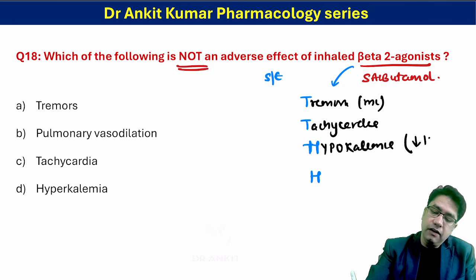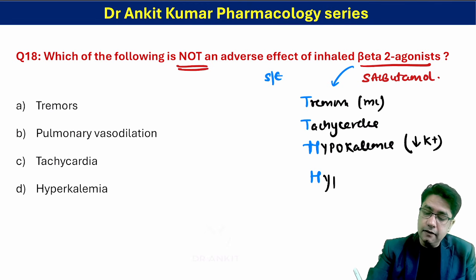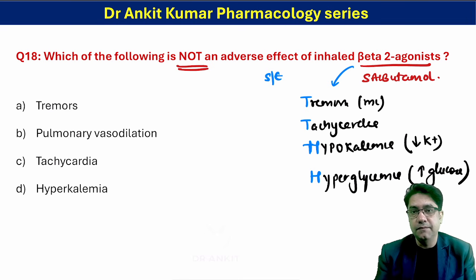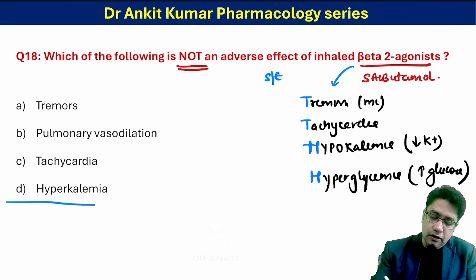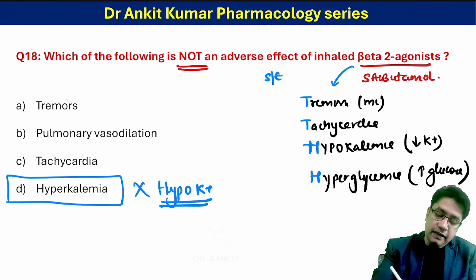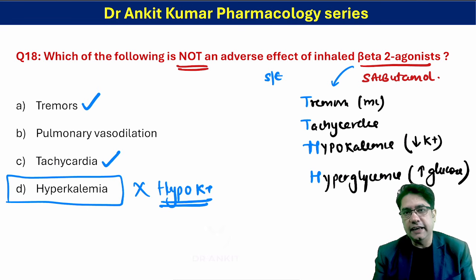Potassium level in blood will fall. But in blood, they can cause hyperglycemia. They increase glucose level because glycogen breakdown occurs in liver. So which of the following do you think is not the side effect? Yes, not hyperkalemia. They rather produce hypokalemia. So they can cause tremors and they can cause tachycardia.